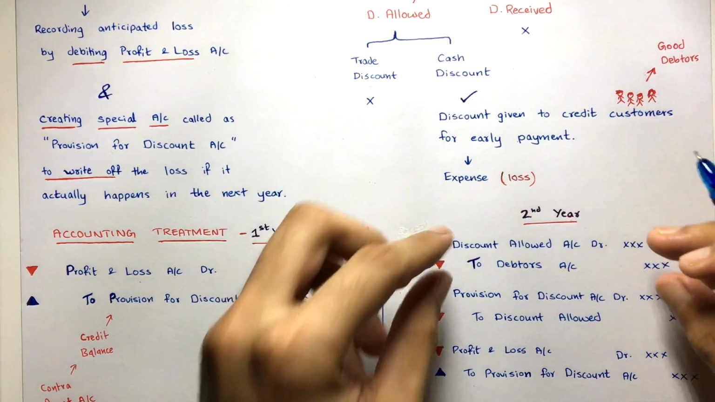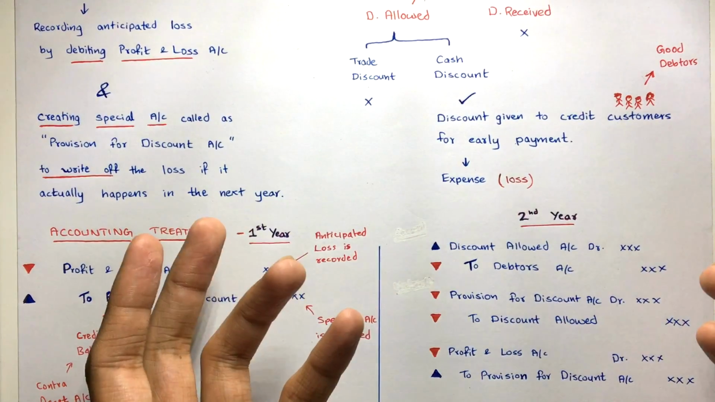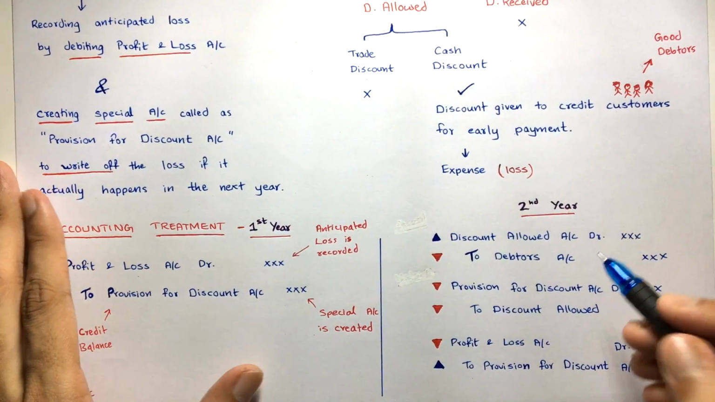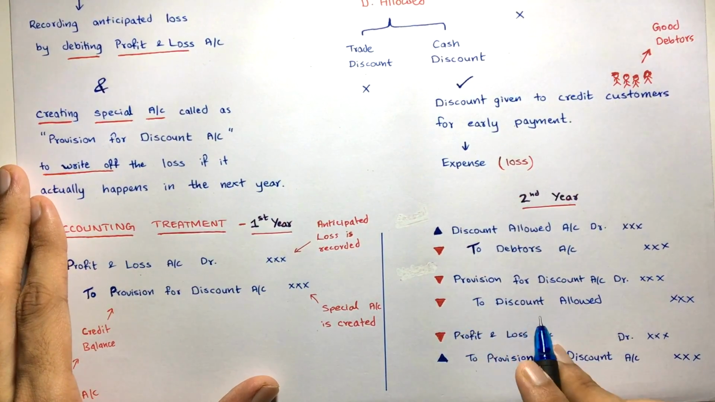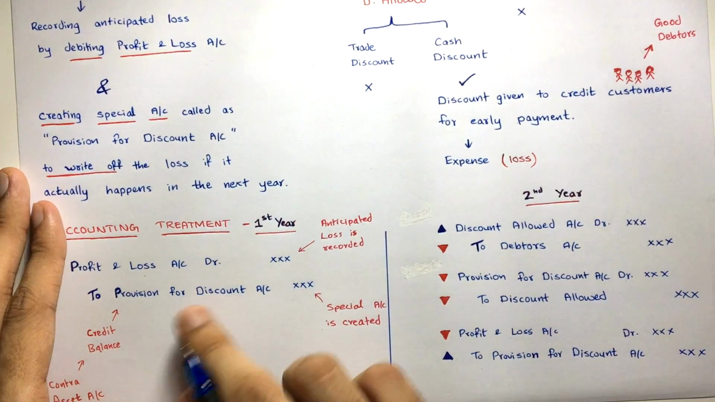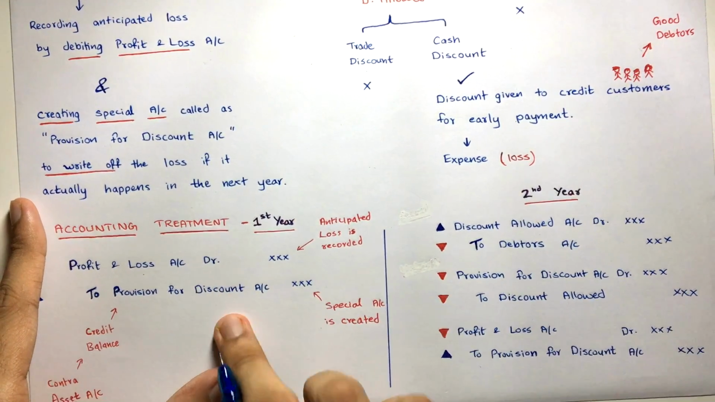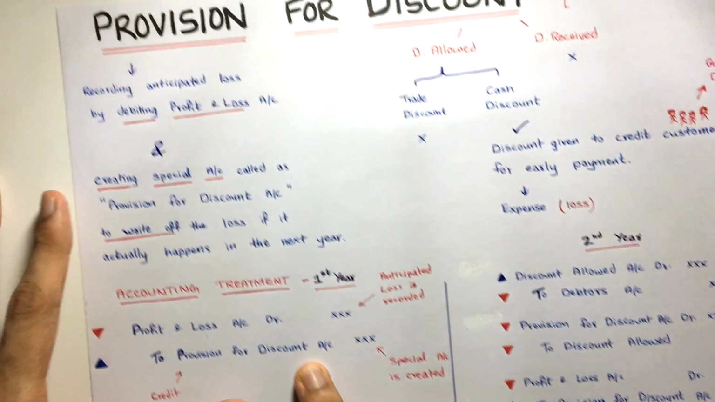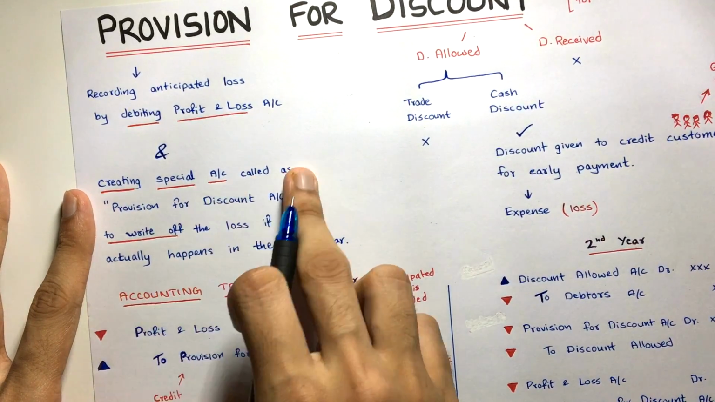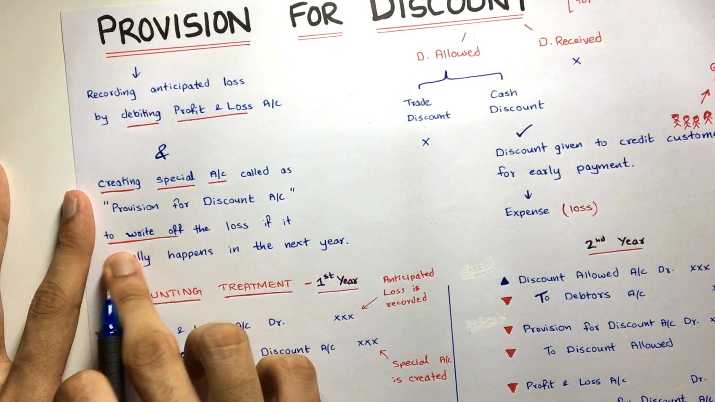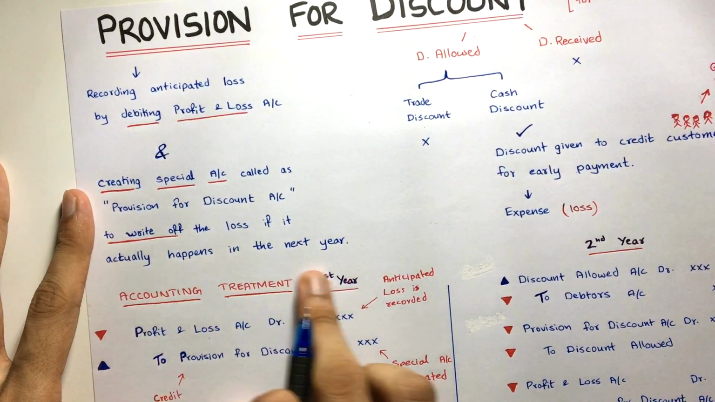And then you have to write off this loss. If provision was not maintained, then we could have debited the profit and loss to discount allowed. But since provision is maintained in the business, provision for discount account is maintained, and we know we create this special account, provision for discount account, to write off the loss if it actually happens in the next year.